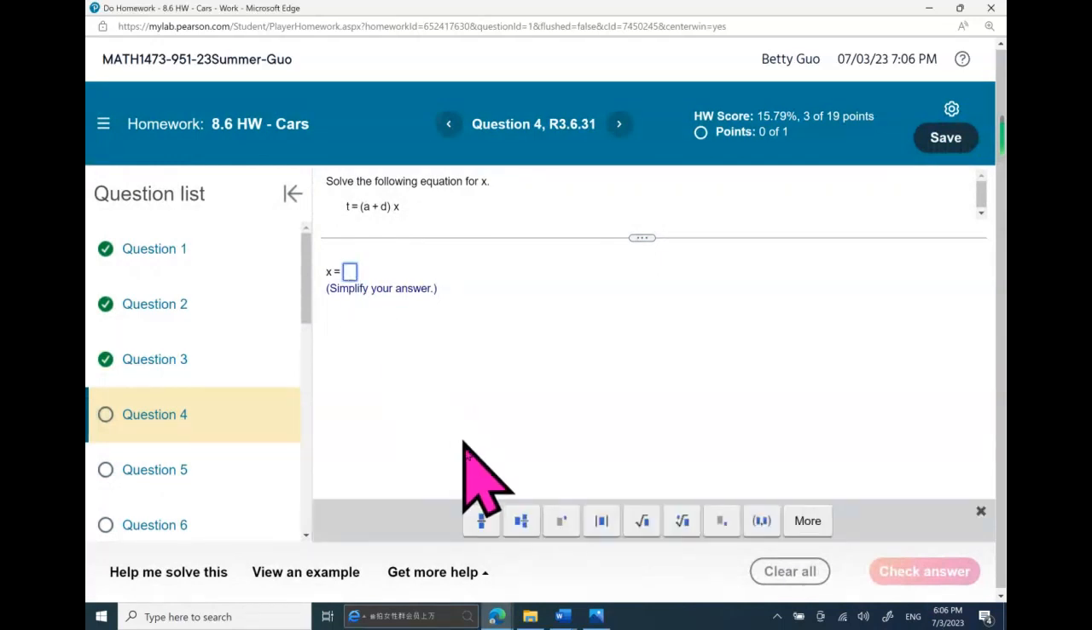And we have seen this problem many times, in almost all the sections in chapter 8. We solve for x, then we are going to treat whatever is inside the parentheses as the coefficient of x. To isolate x, we divide each side of the equation by the coefficient. So numerator is t, denominator is a plus d. A plus d.